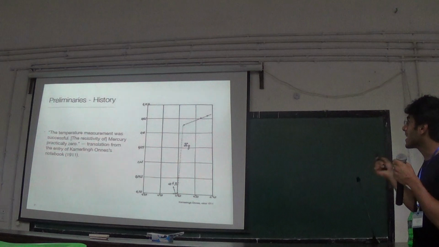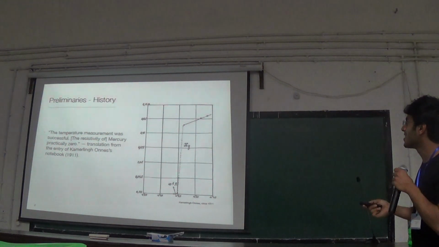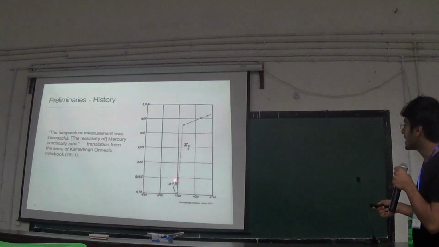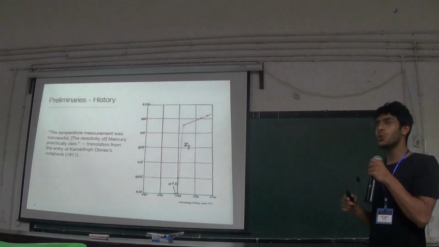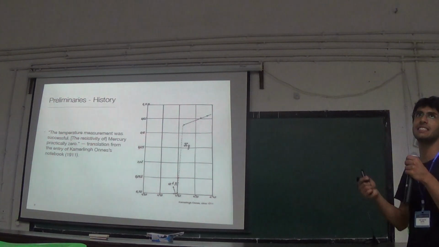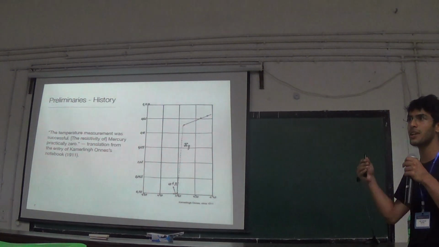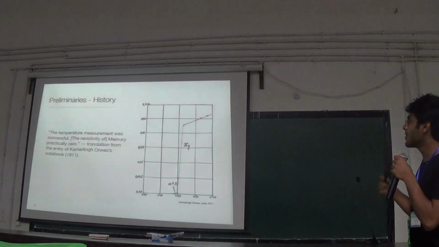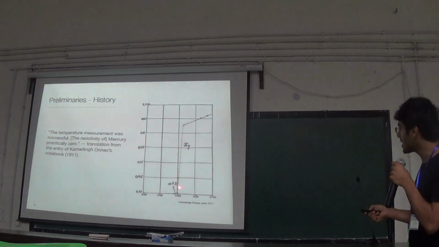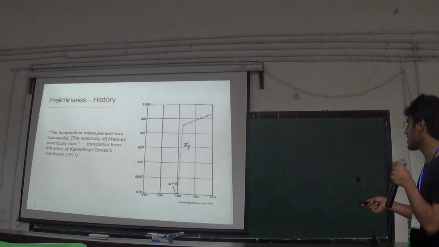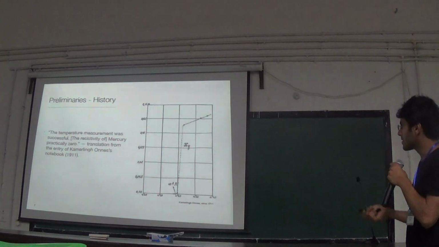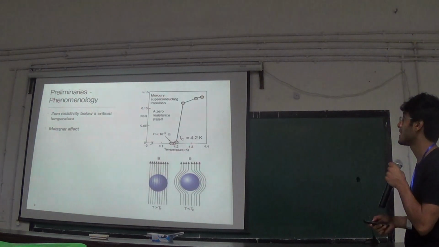Okay, so starting with the history, Kamerlingh Onnes first found this superconducting behavior in 1911. He was the first one to liquefy helium, so he had all the tools, and he thought, let's see what exactly happens to the resistivity, because it was an open question and nobody had gone to that low temperature then. He saw an abrupt change, that it goes down to essentially zero. So this is the first observation of superconductivity in 1911.